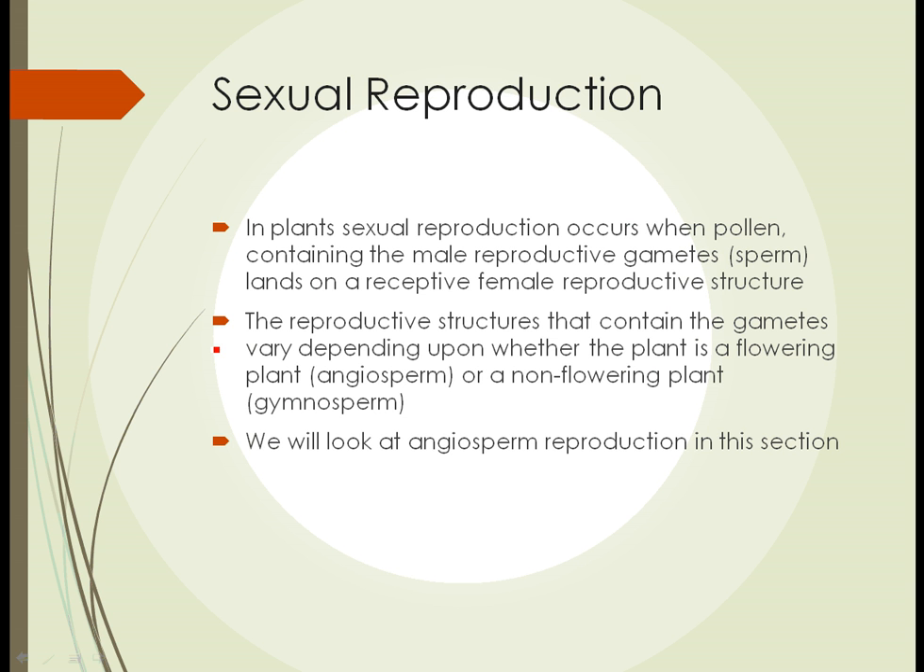Plants have a couple of different ways of going about it, but in essence, it boils down to they produce gametes, which are the sperm and the eggs. Exactly how and where those gametes are produced depends on whether the plant is a flowering plant, which is an angiosperm, and most plants are flowering plants, or a non-flowering plant, which is a gymnosperm. Most plants that we think of as evergreens, pine trees, spruce trees, things like that, are gymnosperms. They don't have true flowers. For the purposes of this section, we're going to look at angiosperm reproduction, or flowering plant reproduction.